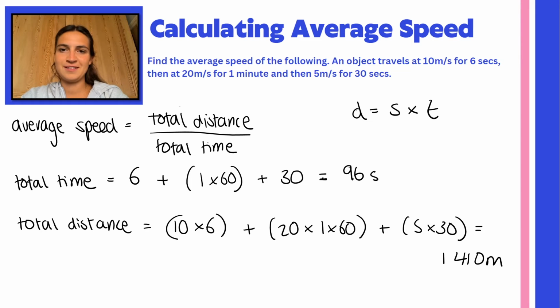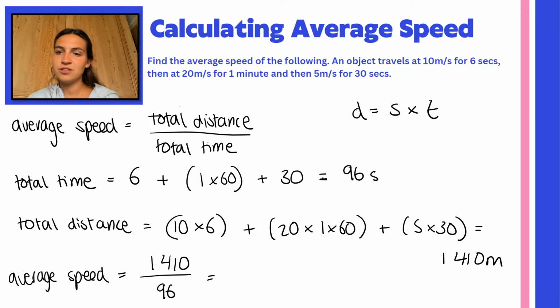and I should find that that's 1,410 meters. So final step is to go back to my original equation and say my average speed is that total distance divided by that total time. I have 14.7 meters per second. Remember, when you're calculating your average speed, you can't just do an average of the speeds traveled.